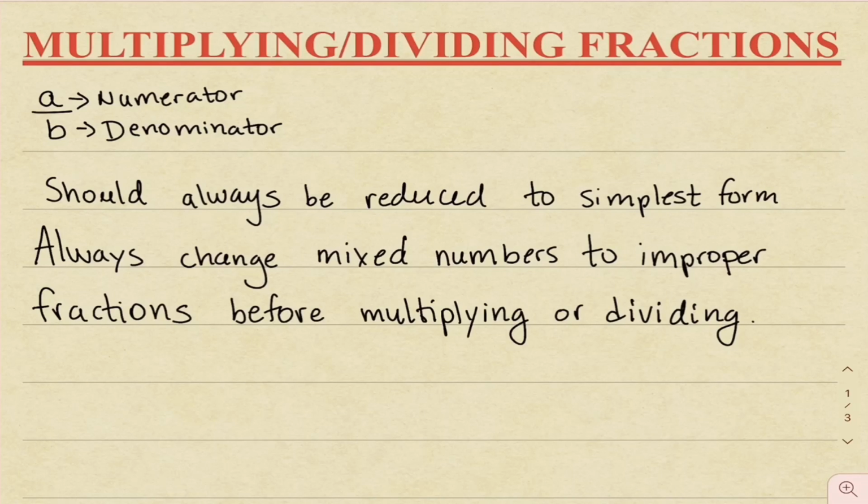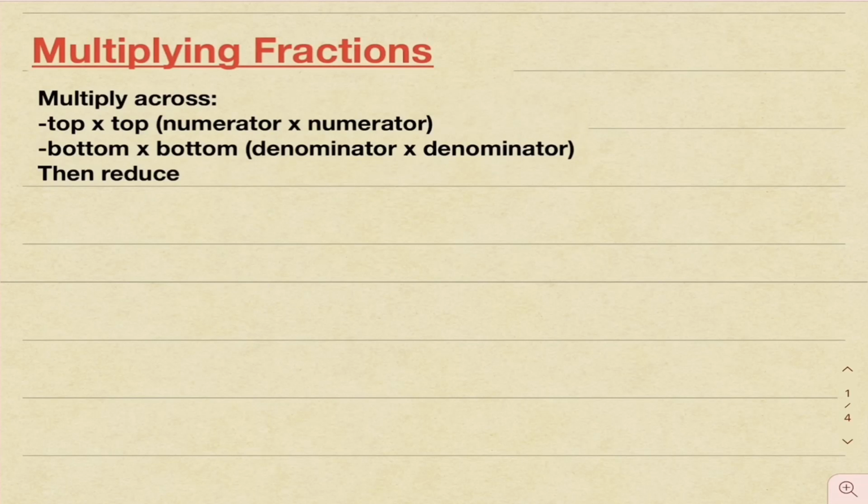Now I'm going to go ahead and talk about multiplication of fractions. How do we multiply fractions? To multiply fractions, you have to multiply across. Top times the top, which is numerator times the numerator, and bottom times the bottom, which is denominator times the denominator. And then, of course, reduce.